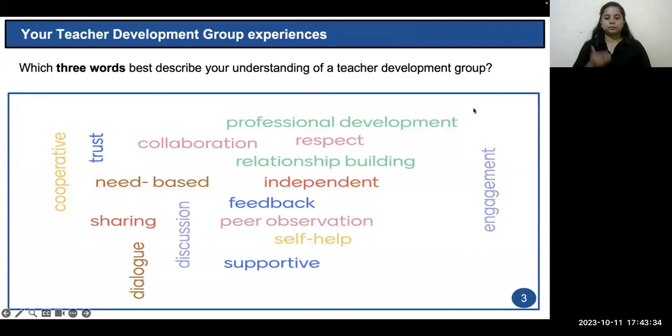From your feedback in the chat box, I can see some common words, for example, collaboration, feedback, building relationships. And these words are the core of what we call a teacher development group and how it works. The aim of this activity is to mirror what we are trying to achieve through this teacher development group: open discussion, sharing activities and best practices, as well as mutual and emotional support for each other. After understanding this, let's try to understand what a teacher development group actually is.